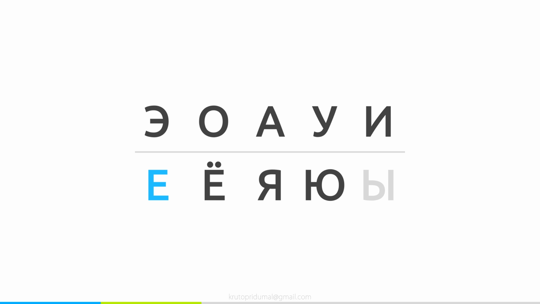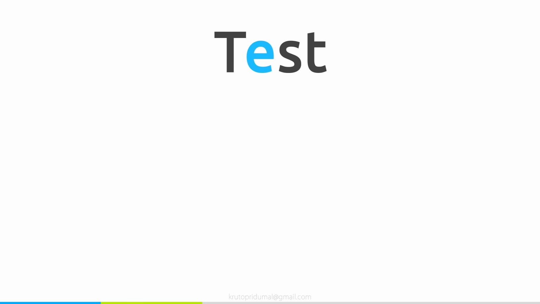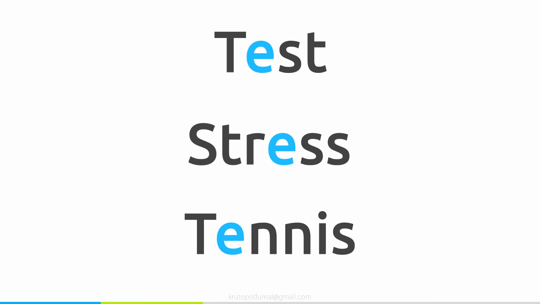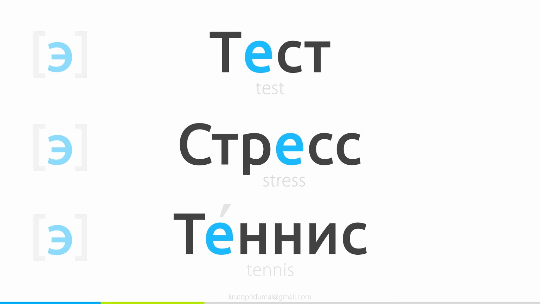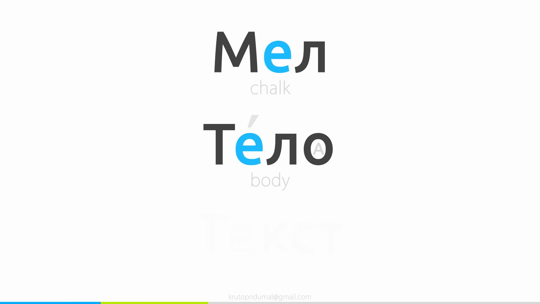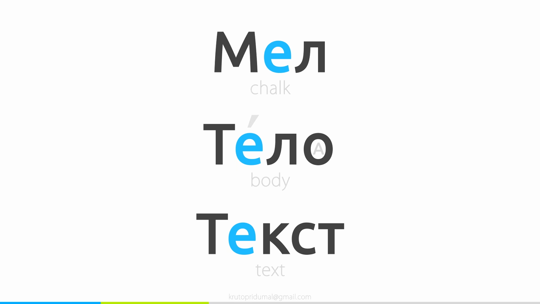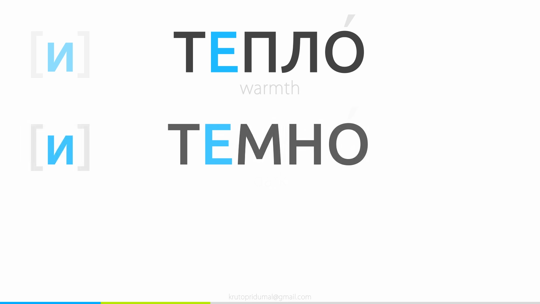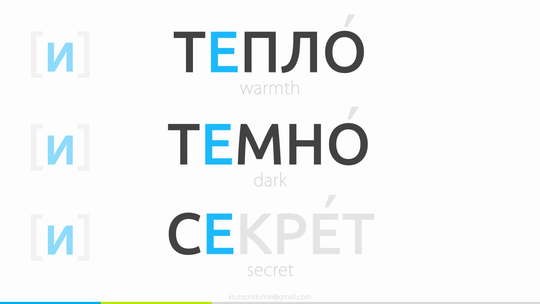Let's start with ye. In the words that we shared together, the ones that we borrowed from you, it sounds like test, stress, tennis. It sounds just like in English, but it's not always the case. Most of the time when it's stressed, it sounds like ye, like in мел, тело, текст. But when it's not stressed, it sounds like и. Тепло, темно, секрет.